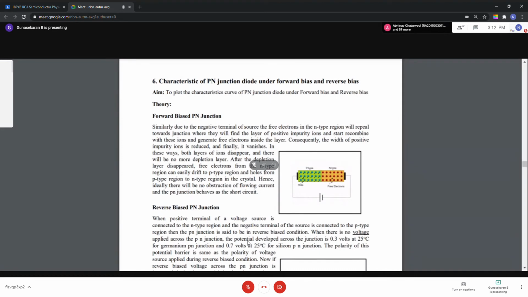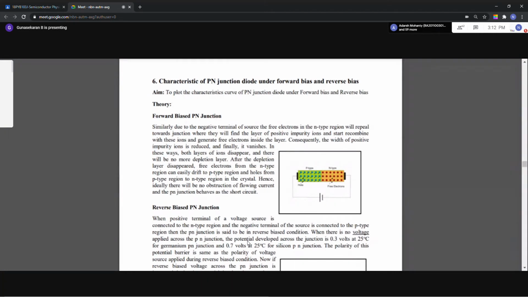See here, once the depletion layer has disappeared, the free electrons from the N-type region can easily drift to the P-type region, and the holes from the P-type region to the N-type region in the crystal. Hence, ideally, there will be no obstruction to the flow of current, and the PN junction behaves like a short circuit. The current will flow through the external circuit. Inside, the electrons and holes cross the junction. Externally, in the output, you get the EMF, and the diode will conduct. That is the PN junction diode characterization.